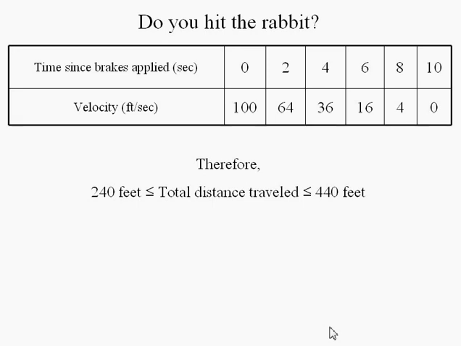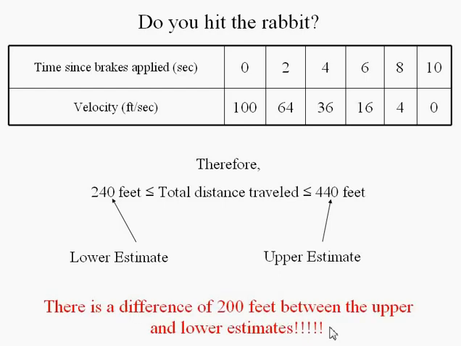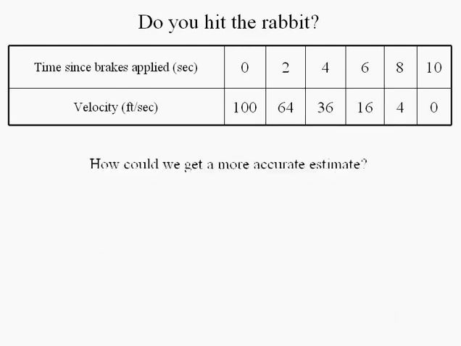So we know that our total distance traveled is somewhere between 240 feet and 440 feet. Okay? We have a lower estimate and we have an upper estimate. Problem is, the difference between those estimates is 200 feet. So we need to think about how we can get a better estimate. So how can we get a more accurate estimate?